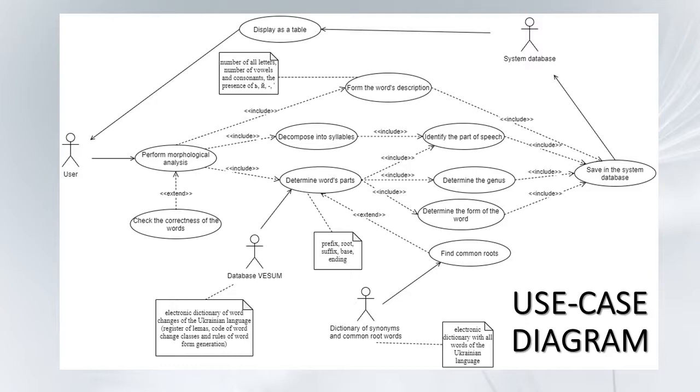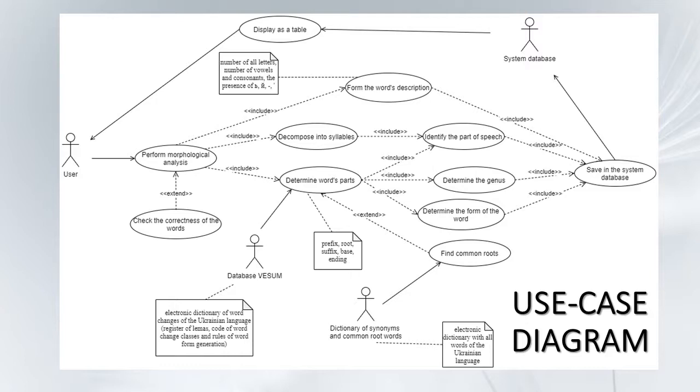There are four actors: user, database VESUM, dictionary of synonyms and common root words, and system database. The database of VESUM is the electronic dictionary of word changes of the Ukrainian language. There is a register of lengths, code of word change classes, and rules of word form generation.